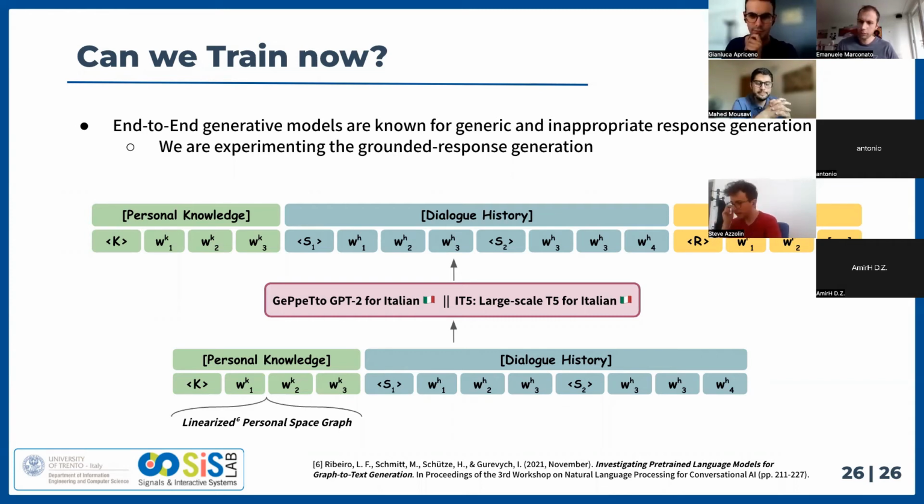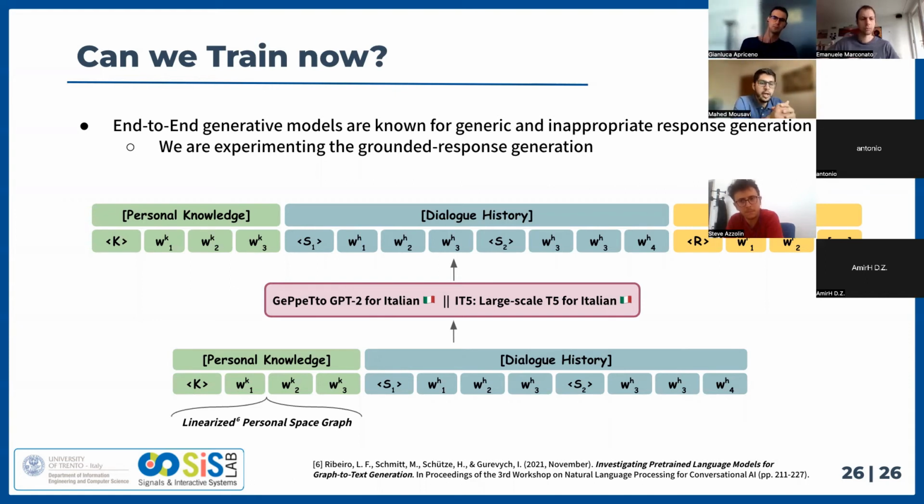Sorry, I have a question. Can you say a few more words about how you encoded the personal space graph into the prompt to the system, GPT-2? Yes. For grounded response generation, you just extend the input vector with special tokens and tags, and you append to the tail, or to the head, the knowledge vector.